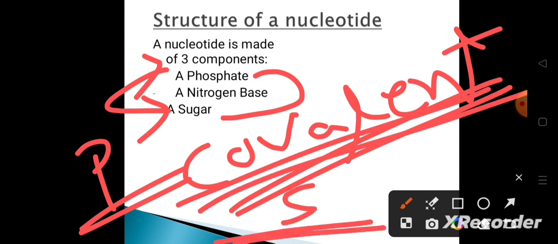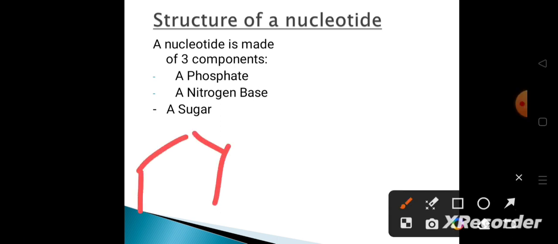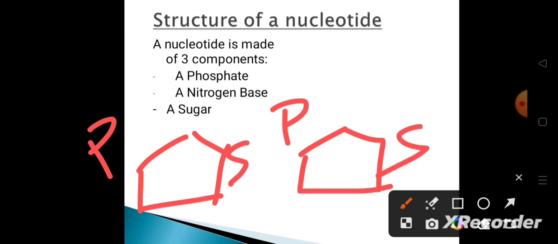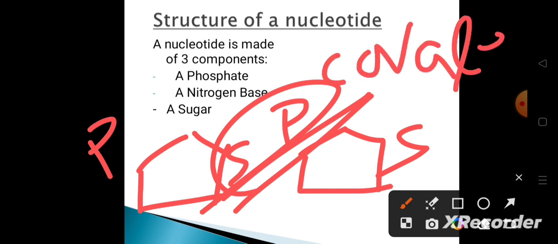forming a covalent bond. If again I take the example here, if it is a nucleotide and another nucleotide, let's suppose phosphate is here, and here phosphate is there, and here sugar is there, here sugar is there. So these two will form a covalent bond, and these two will form a covalent bond.